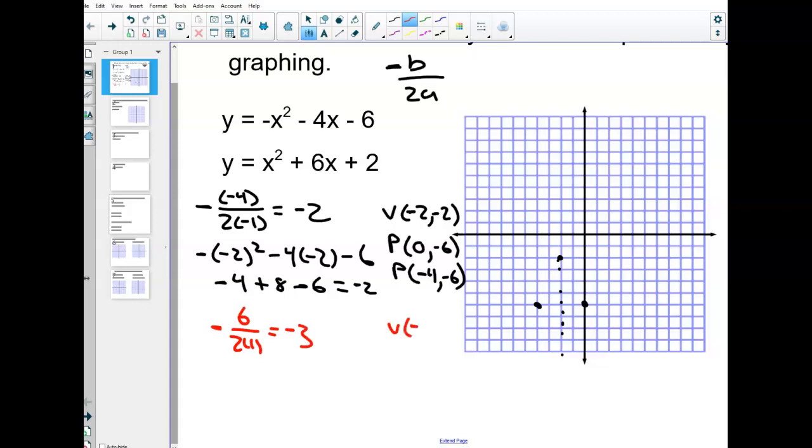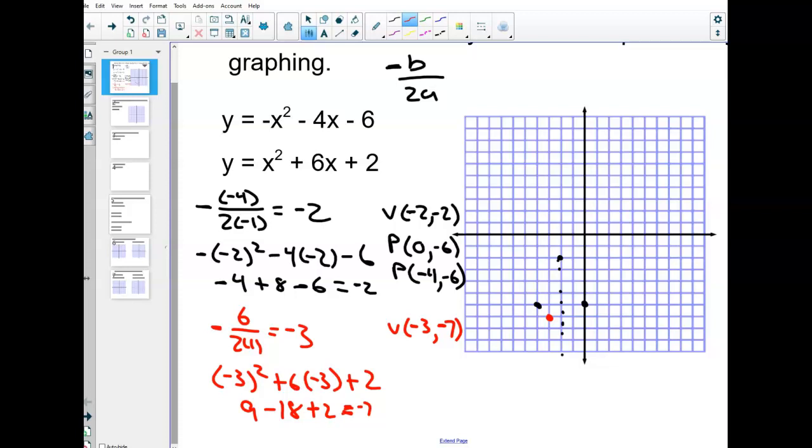So right away, I can write a vertex x coordinate of negative 3. When I plug that in, negative 3 squared plus 6 times negative 3 plus 2. Positive 9 minus 18, positive 2. So 9 minus 18 is negative 9, plus 2 is a negative 7. Negative 3, negative 7. 1, 2, 3, 1, 2, 3, 4, 5, 6. Here's my vertex point. Okay?